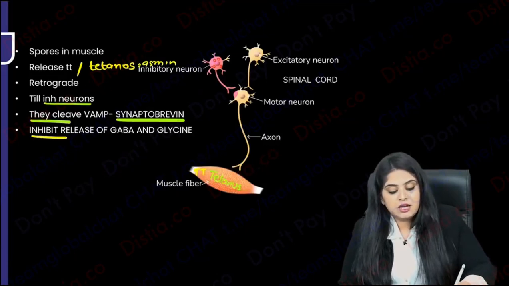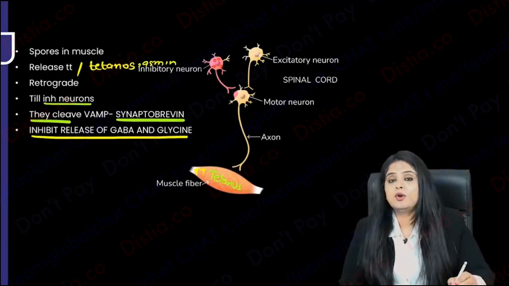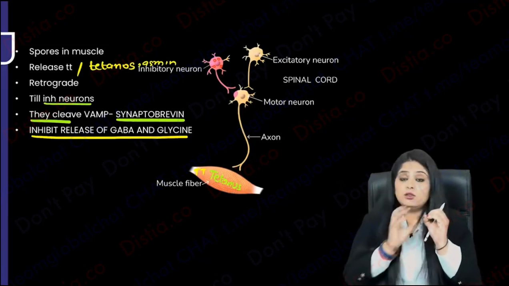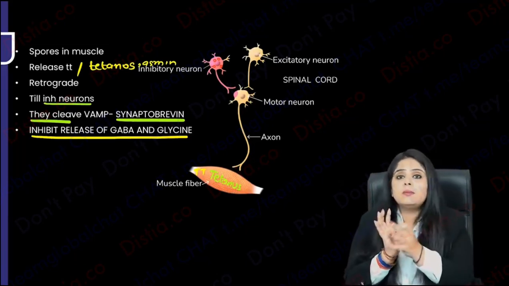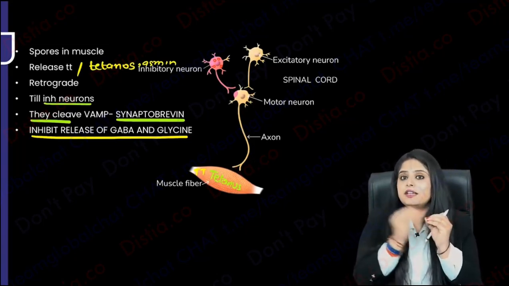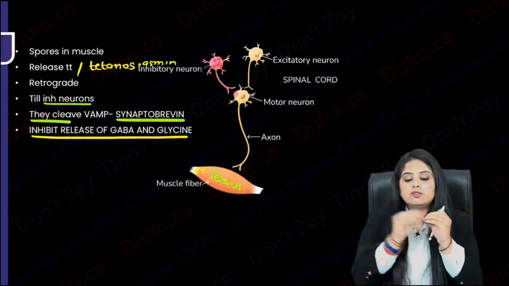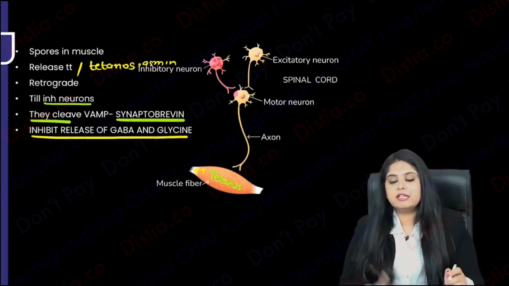So, will they allow the release of GABA and glycine? They will not. So, now that vesicle has a lot of GABA and glycine, but that GABA and glycine has remained inside. It was not allowed to come outside, because to come outside, it needed synaptobrevin. Fusion was needed, but that synaptobrevin was removed. So basically it's like a scissors.